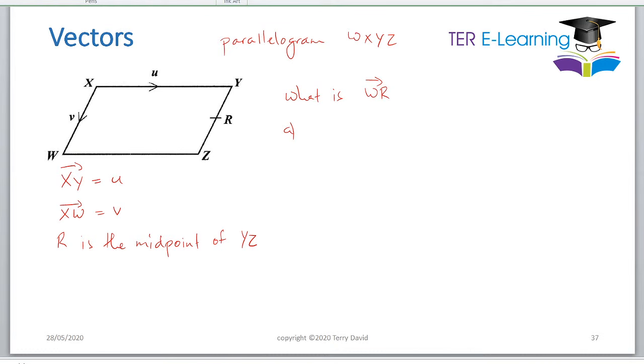So it's U minus a half V as A. B is U plus a half V. C is minus U plus a half V. And D is minus a half V minus U. Alright, so we have a question here. We have a parallelogram and we want to figure out what is WR.